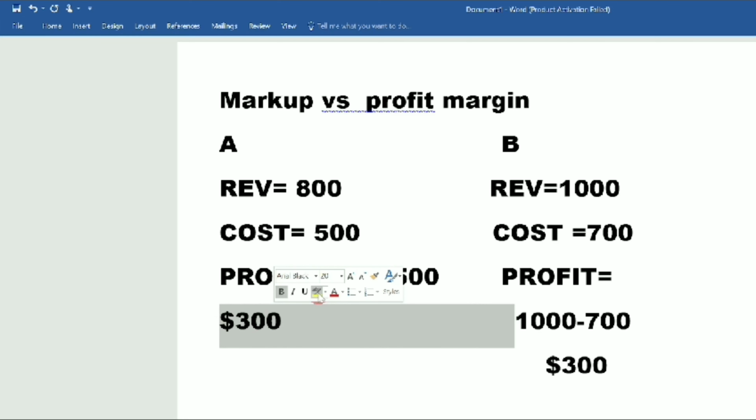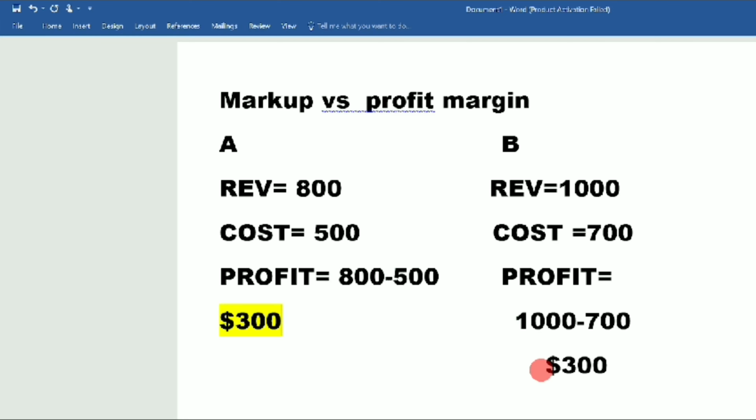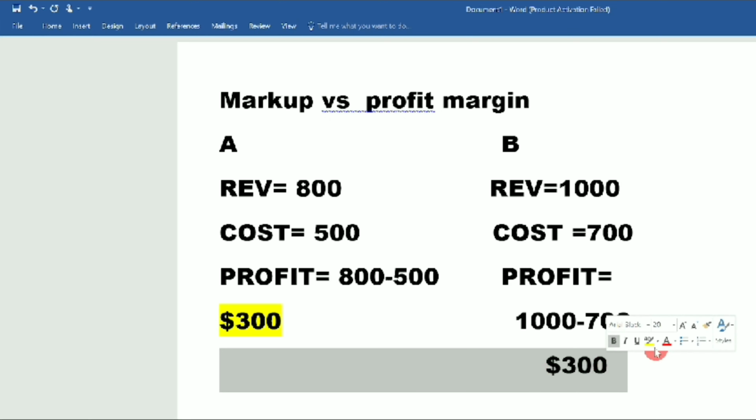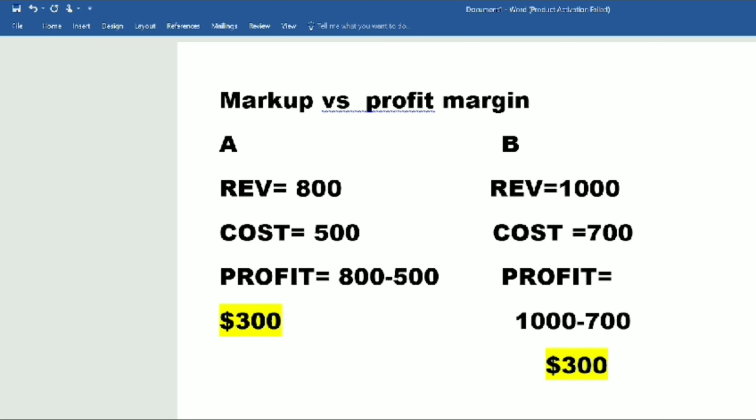Definitely both of them have the same profit. So if you are a businessman or an investor, you will say, okay, I can go for anyone. But it doesn't end here. In as much as two businesses have the same profit, fine, this is good. Any business with a positive profit is good. But definitely you have to check markup and profit margin. This will help you determine the growth of this business.